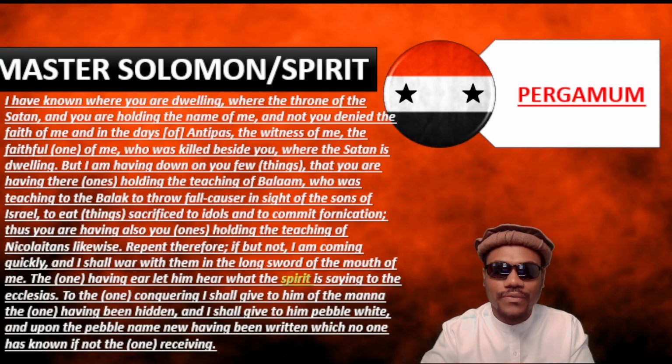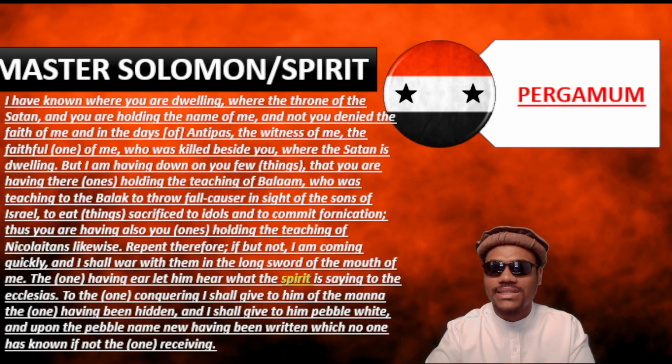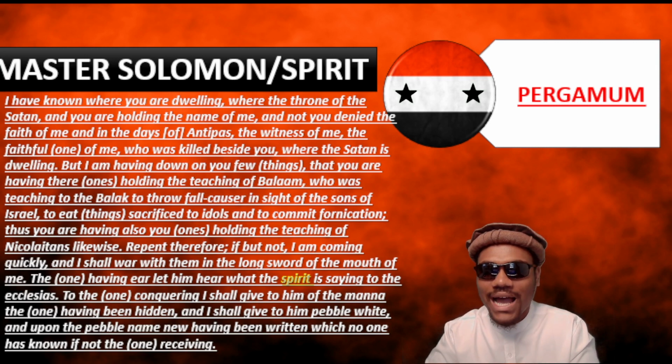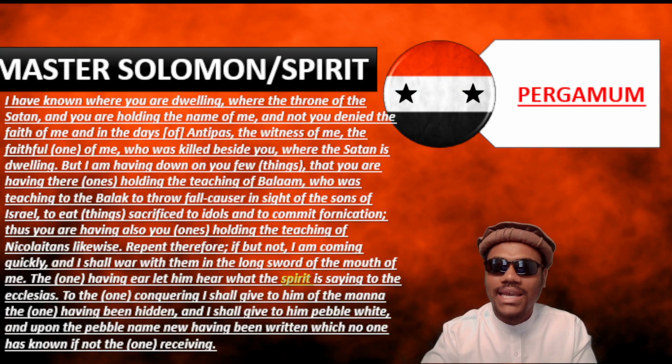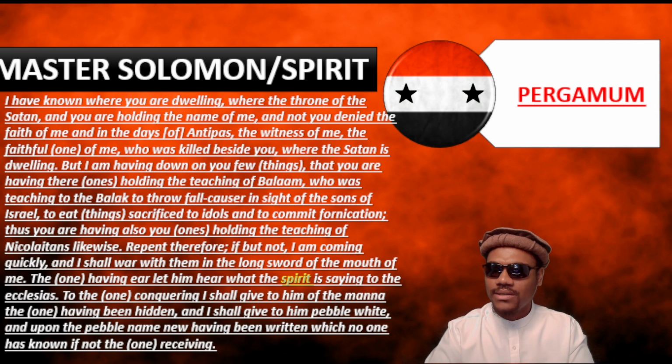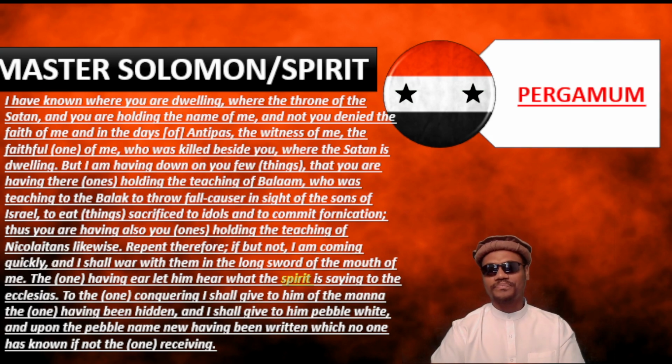But I am having down on you a few things, that you are having there ones holding the teaching of Balaam, who was teaching Balak to throw a stumbling block in the sight of the sons of Israel, to eat things sacrificed to idols, and to commit fornication. Thus you are having also ones holding the teaching of the Nicolaitans likewise. Repent therefore, if not, I am coming quickly, and I shall war with them in the long sword of the mouth of me. The one having ear, let him hear what the Spirit is saying to the ecclesias. To the one conquering, I shall give to him of the manna, the one having been hidden, and I shall give to him a white pebble, and upon the pebble a new name having been written, which no one has known, if not the one receiving.